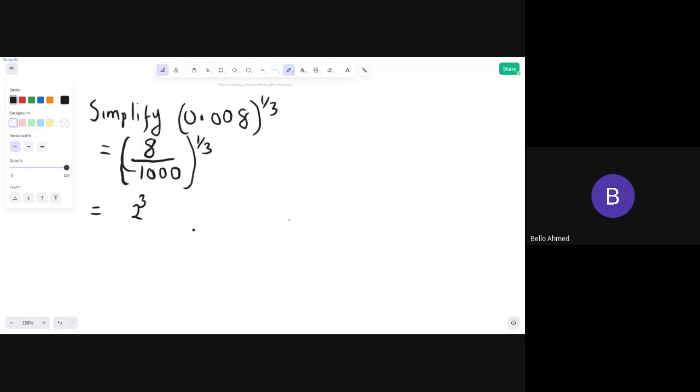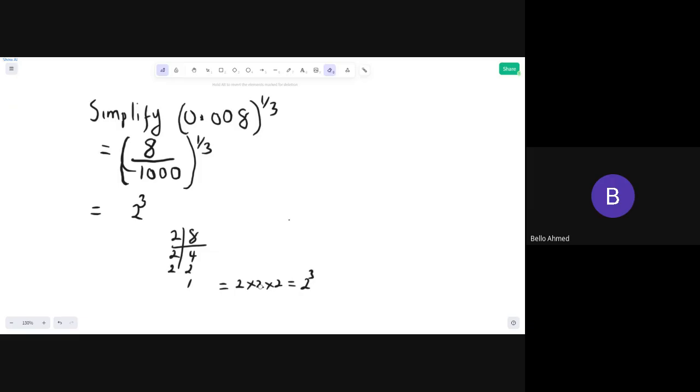So we have 8 like this. If you have 2, you can use 2 to divide 8, so it's going to give us 4. You can use 2 to divide 4, it's going to give us 2. And we can use 2 to divide 2, it's going to give us 1. So that is how many 2s? That's 2 times 2 times 2. So in index form, it's going to give us 2 raised to the power of 3. So 8 is the same thing as 2 raised to the power of 3.